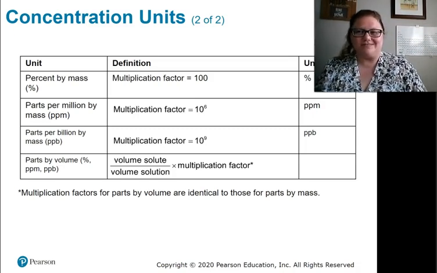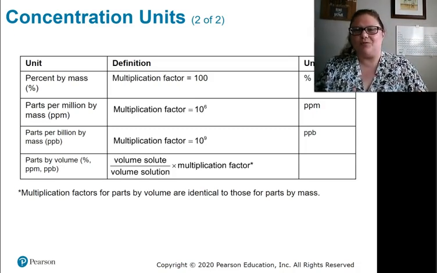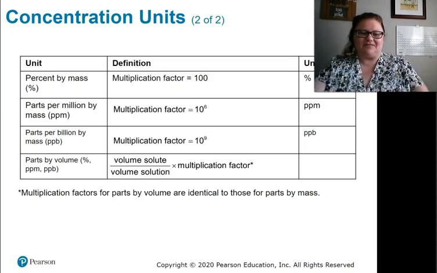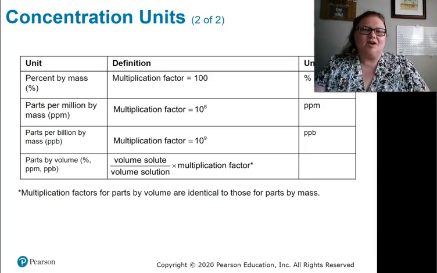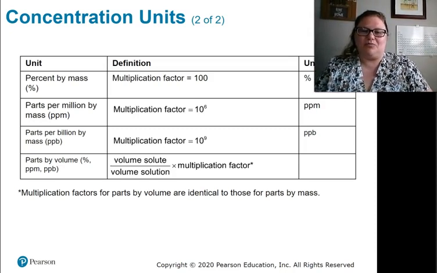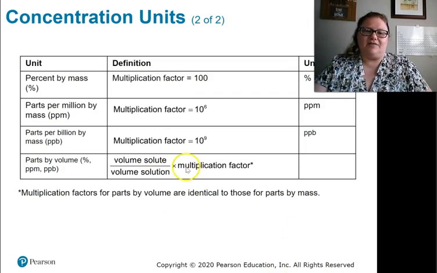That's a little easier to discuss in a lab report or talk about in general if that's something that you were studying. Here's our parts per million and parts per billion. You can see instead of multiplying by 100 to get the percent, we would multiply by the factor of a million, which is 10 to the 6th power, or billion, which is 10 to the 9th power. And lastly, we have parts by volume. We have the general equation here, and then our multiplication factor could be any of these that you see above there.